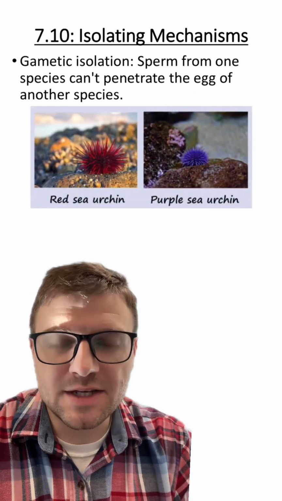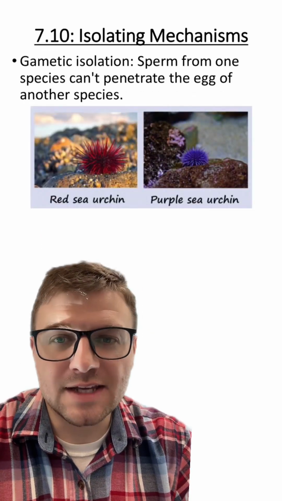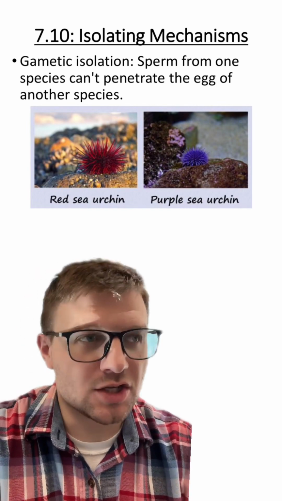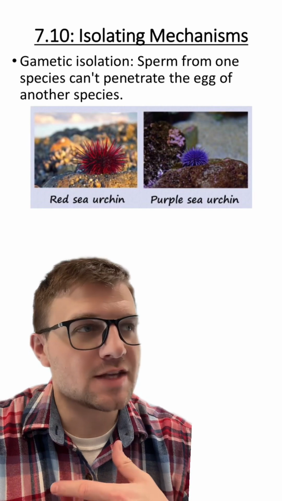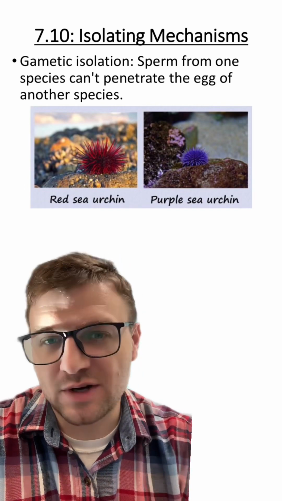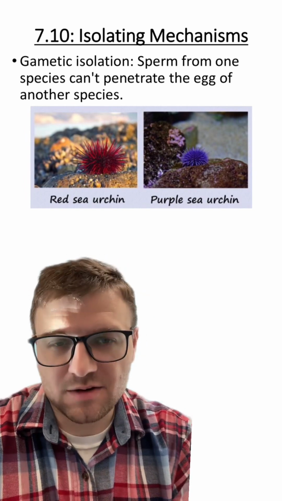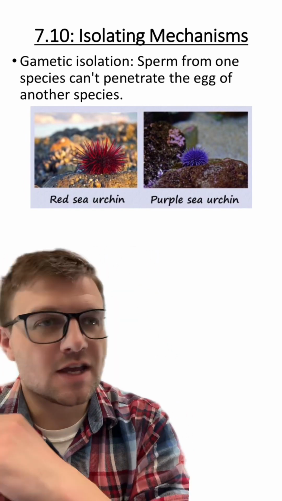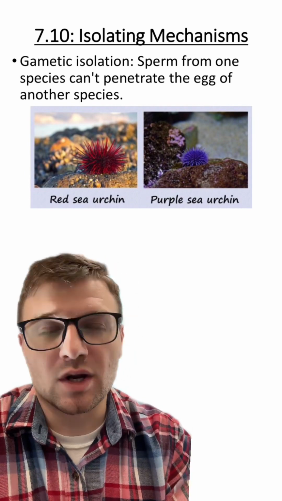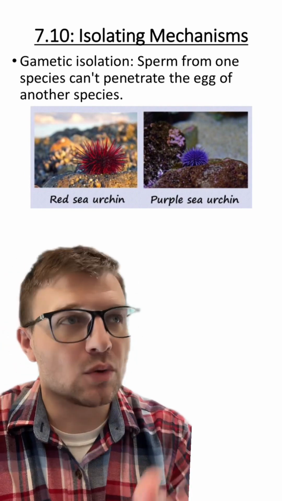Our last type of prezygotic isolating mechanism is known as gametic isolation. For whatever reason, this is when the sperm just won't penetrate the egg of another species. Everything else seems like it would work, but the sperm and egg just don't interact and just don't work together. The example here, these two sea urchins live in the same environment and have the same mating time. Everything seems like it would work, but for whatever reason, the sperm and egg just don't fuse together.